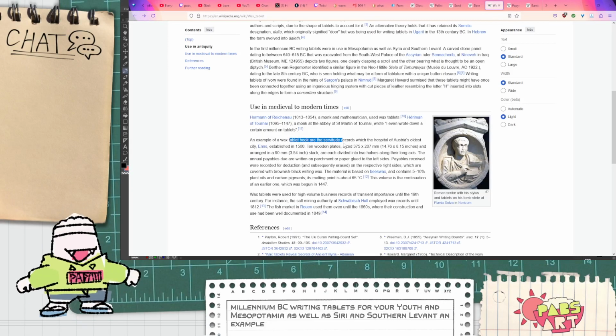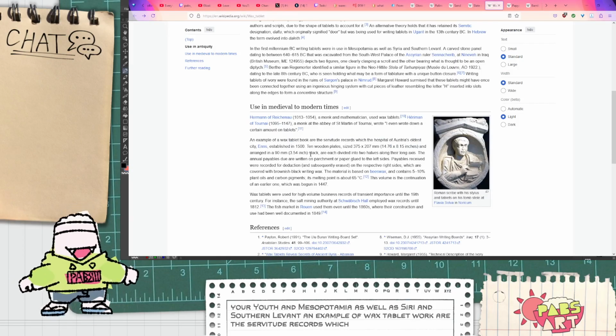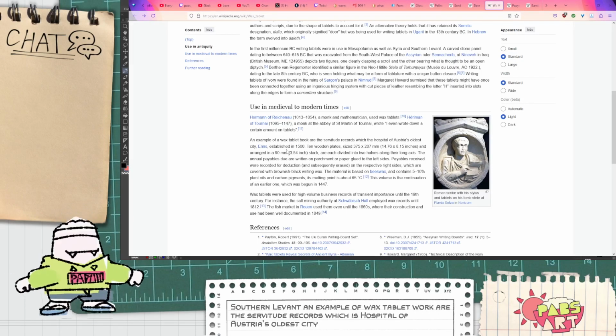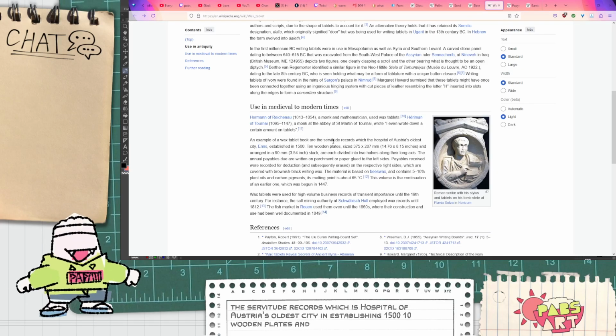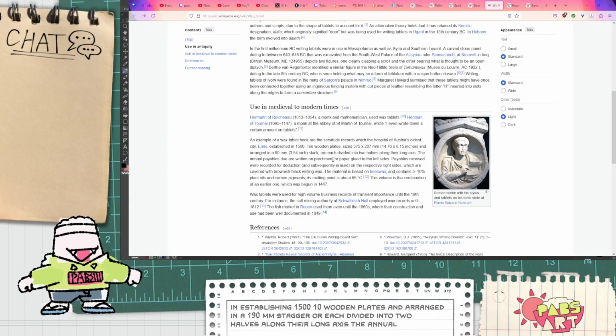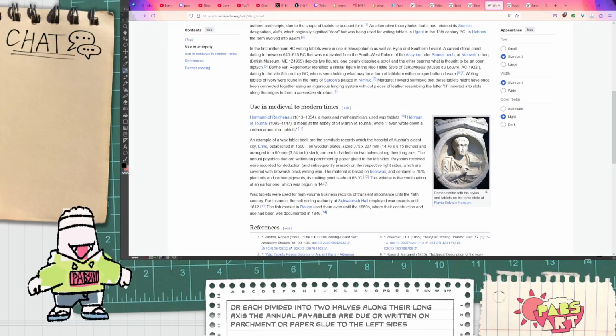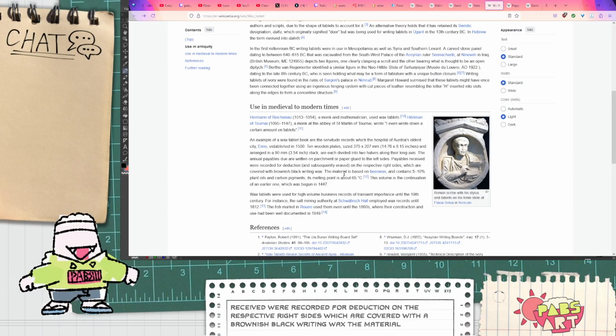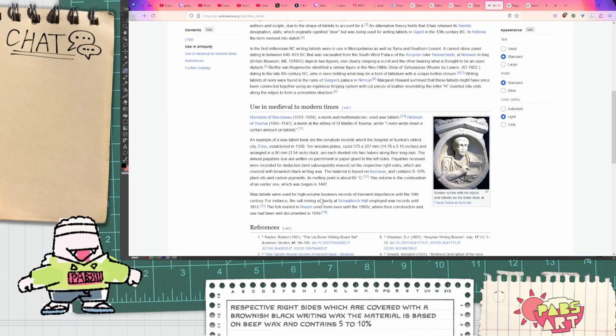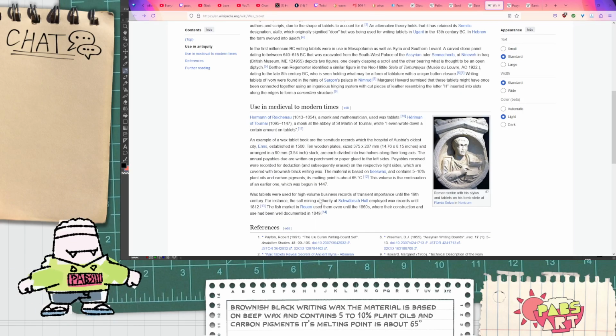An example of a wax tablet book are the servitude records which the hospital of Austria's oldest city, Enns, established in 1500. Ten wooden plates, arranged in a 90mm stack, are each divided into two halves along their long axis. The annual payables are written on parchment or paper glued to the left sides. Payables received were recorded for deduction on the respective right sides, which are covered with a brownish-black writing wax. The material is based on beeswax and contains 5 to 10% plant oils and carbon pigments. Its melting point is about 65 degrees Celsius.